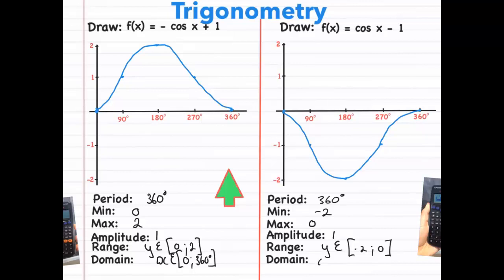And then the domain is x is an element. It goes from the most left part, which is here on the left, which is 0, to the part that's most on the right, which is 360. So again, x is an element of 0 degrees all the way to 360 degrees, and that is all there is to it. You can draw any of these functions with the use of your calculator.